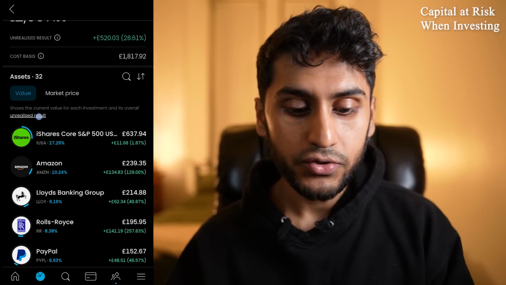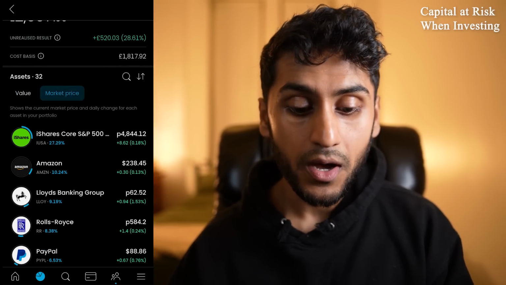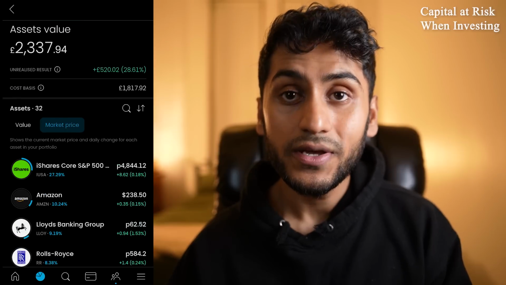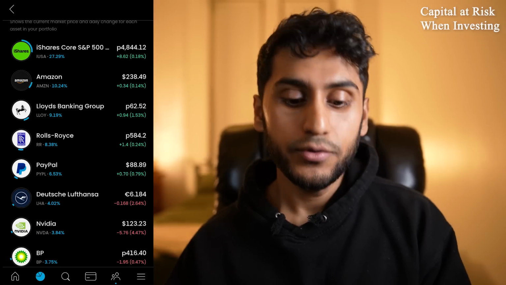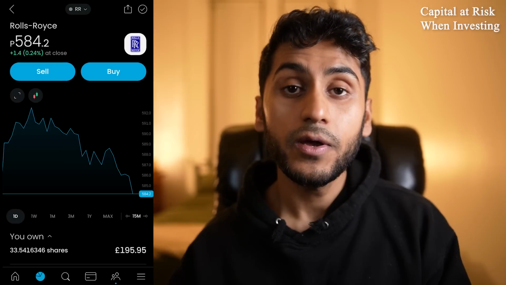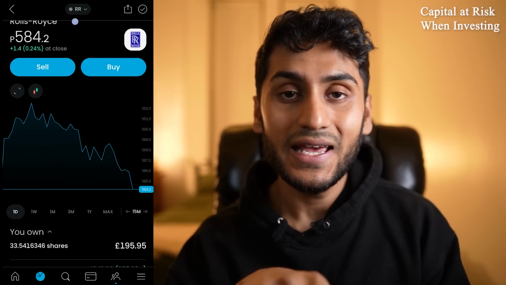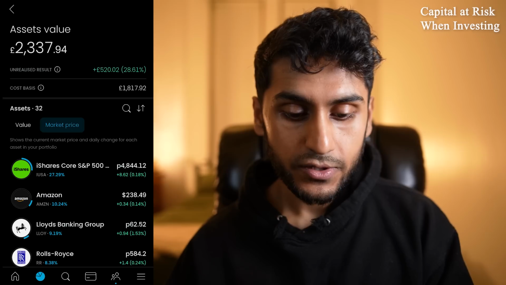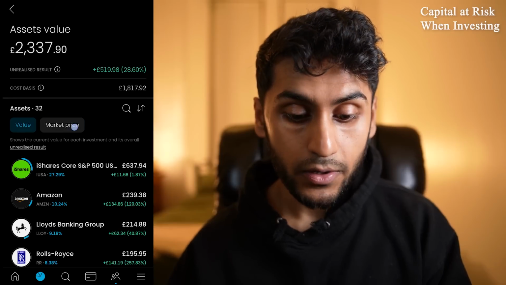In addition to that, you do have the value of your assets here and also the market price, which I've just seen now. The market price is the price that you would get if you were to sell right now. For example, let's go into Rolls-Royce. You can see it says 584.2 pennies. If we go in, the UK markets are closed. As you can see, the light is off where it says RR, and that is the price that Rolls-Royce is. So now you can either see the value of your portfolio or the market price.